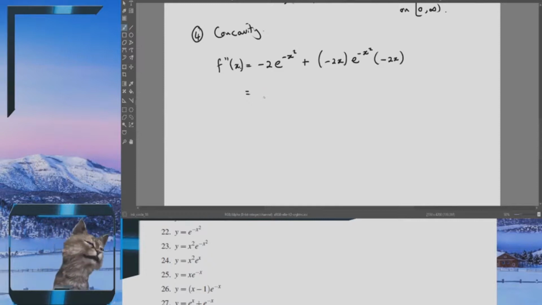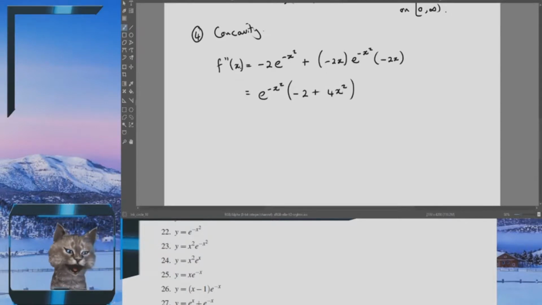I can do it in multiple steps, or I can say, well, this guy is in both, so let's take it out as a common factor and see what I have left. I have left a negative 2. And if I put these together, it's a negative 2x and another negative 2x, so there'll be a plus 4x squared.